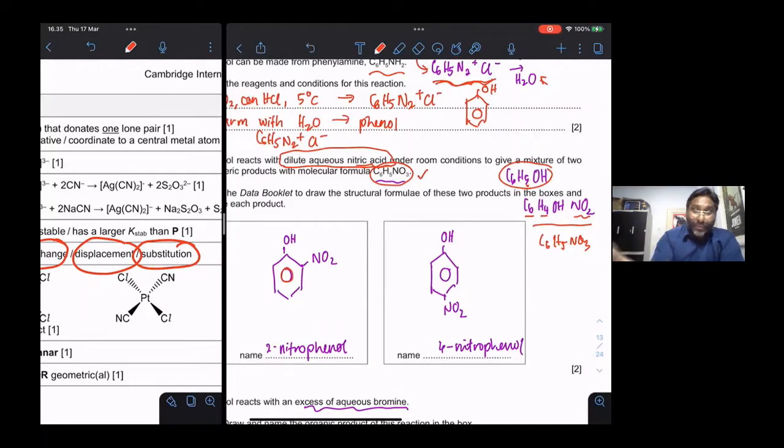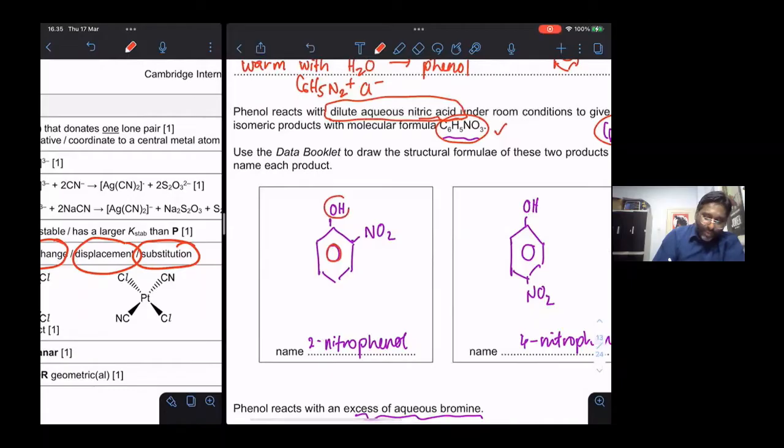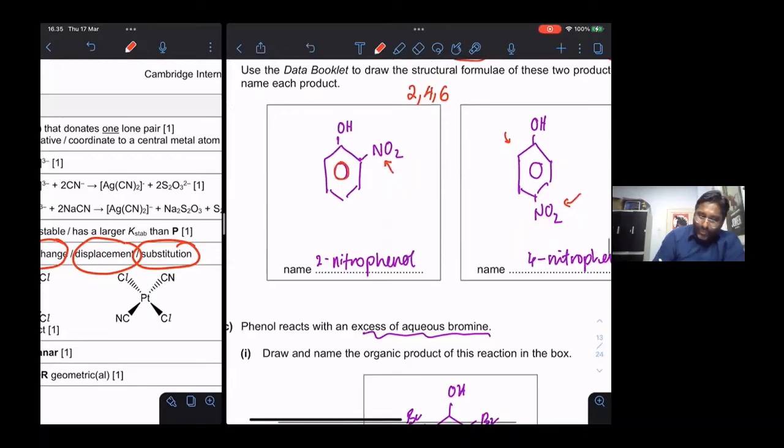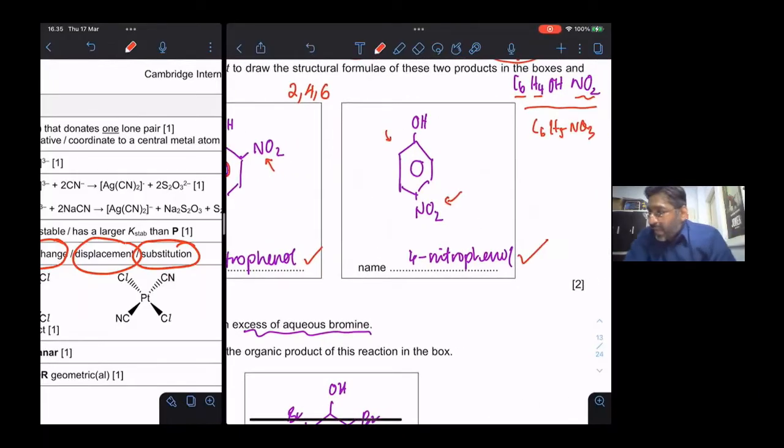But where do I put them? Do remember OH is an electron donating group, so they are going to activate positions 2, 4, 6. Here you can see position 2, this is position 4, and this is position 6, but position 6 in this case is the same as position number 2. So we are not going to put 6-nitrophenol over there. When you name them, it's going to be 2-nitrophenol, with NO2 at position number 2. And if you name this, this is going to be 4-nitrophenol.